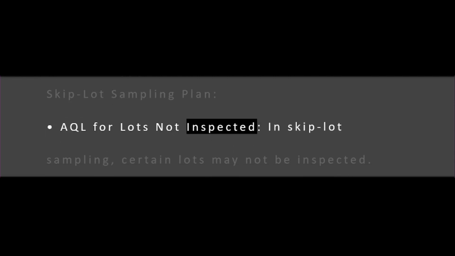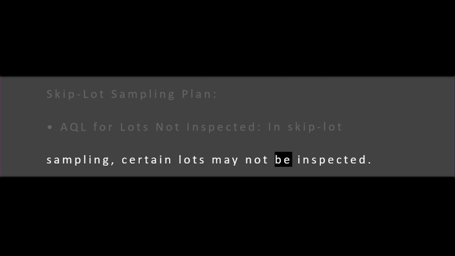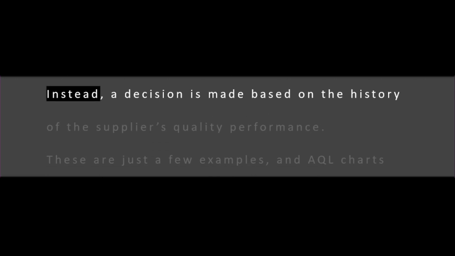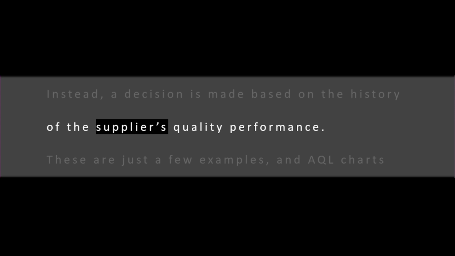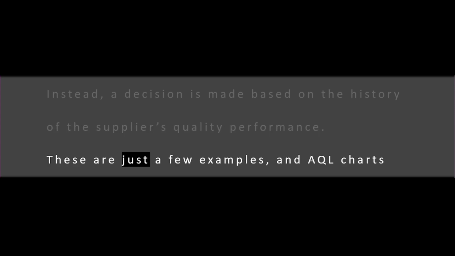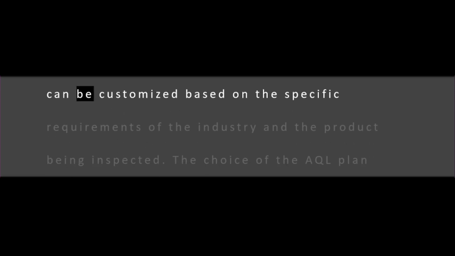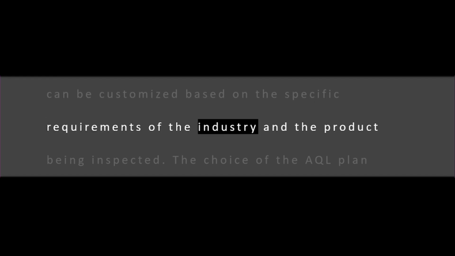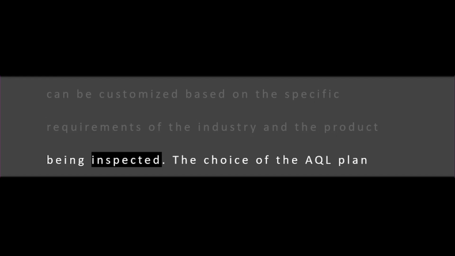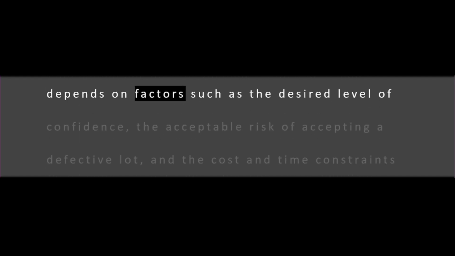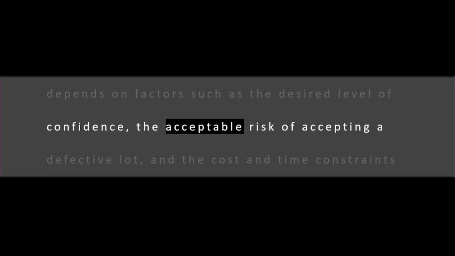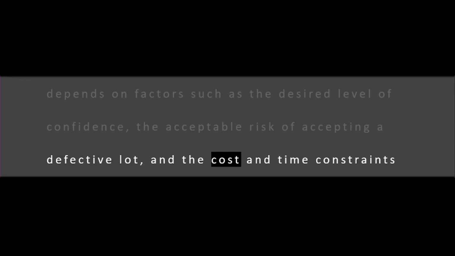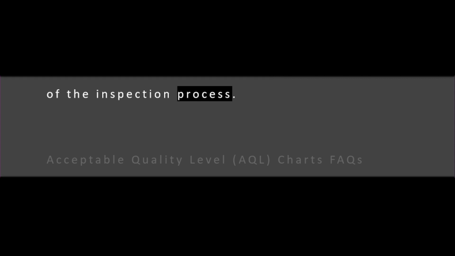Skip lot sampling plan. AQL for lots not inspected. In skip lot sampling, certain lots may not be inspected. Instead, a decision is made based on the history of the supplier's quality performance. These are just a few examples, and AQL charts can be customized based on the specific requirements of the industry and the product being inspected. The choice of the AQL plan depends on factors such as the desired level of confidence, the acceptable risk of accepting a defective lot, and the cost and time constraints of the inspection process.